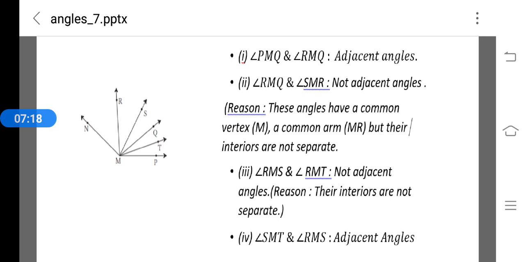Angle SMT and angle RMS, they are adjacent angles because they have a common vertex M and a common arm MS. Therefore, they are adjacent angles.